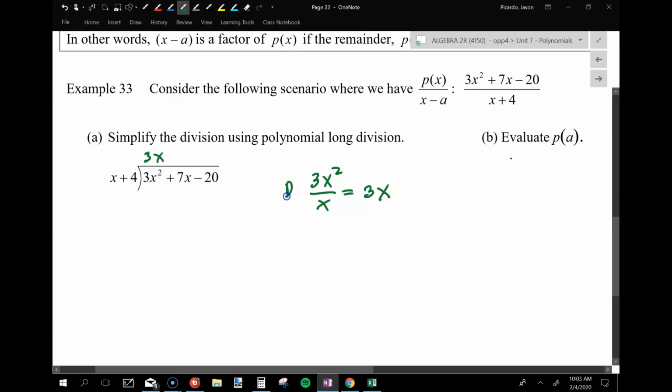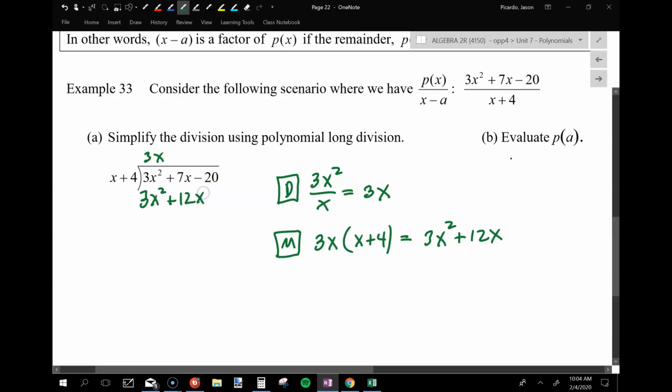Good. So that was my divide step. Then I'm going to multiply. What two things am I going to multiply? 3x times x plus 4. What do I get? 3x squared plus 12x. And where's that go? On the bottom, yeah. Then what do I do? I subtract.